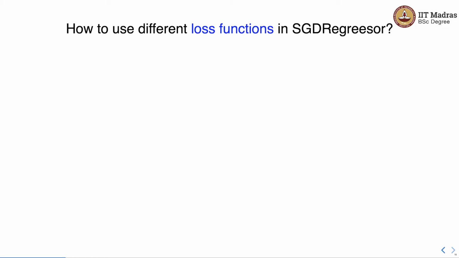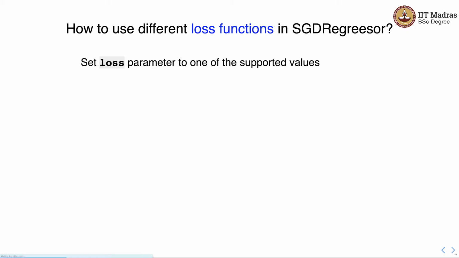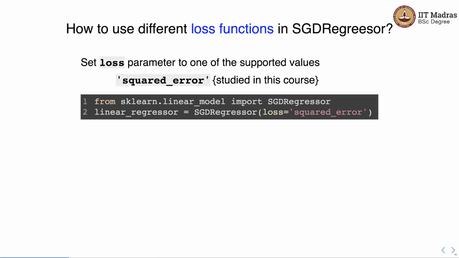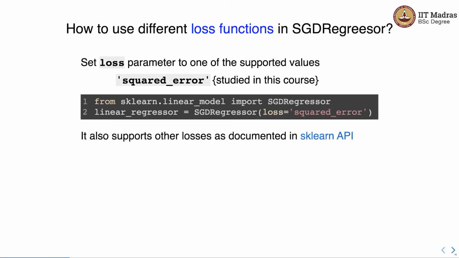Let's study how to use different loss functions in SGD regressor. So we can set the loss parameter to one of the supported values, which is squared error, which we have studied already in the course, or we can use other losses such as Huber loss, and you can find out more about these losses in the sklearn API documentation. The point here is the loss value has to be specified in the constructor of the SGDRegressor object. So earlier we have seen that there is a squared loss and Huber loss. Those are two losses that we can use here.